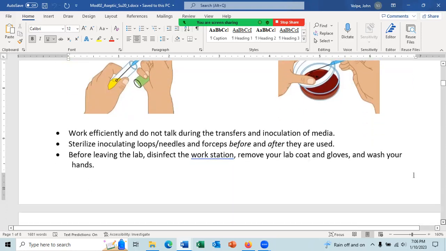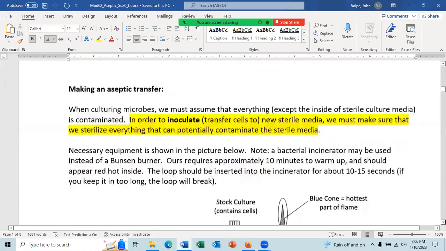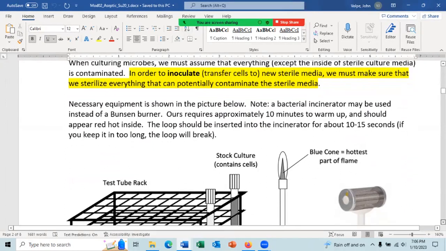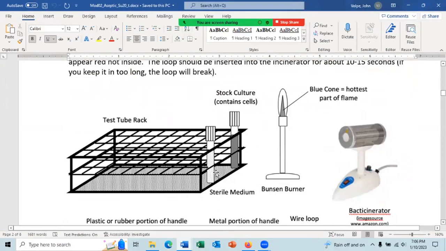In order to inoculate, that is, transfer cells to a new sterile media, we must make sure that we sterilize everything that can potentially contaminate the sterile media. Obviously, before you start, you should wipe down your counter. We already mentioned that in the last lab. You should also use sterile media and then something to sterilize your tools.